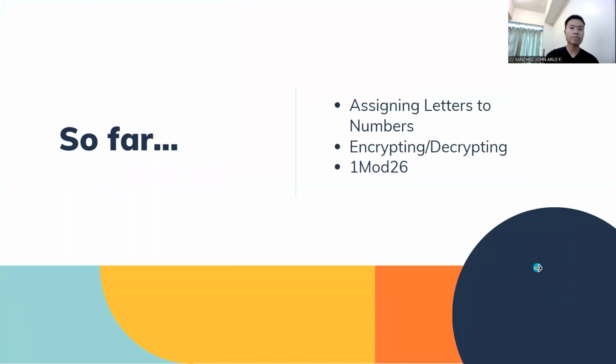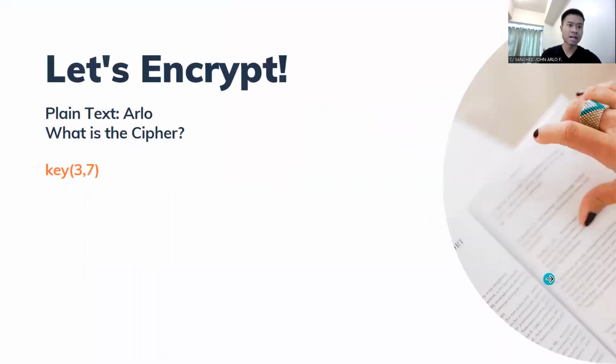So far, we were able to assign letters to numbers, and we learned the functions of encrypting and decrypting, and we also learned what 1 modulo 26 is. So let's try to actually encrypt a plain text into a cipher step by step. Let's use my name, Arlo, as the plain text, and we'll convert it to a cipher. You'll be given the plain text and the key, which is 37. Again, 3 is A, 7 is B.